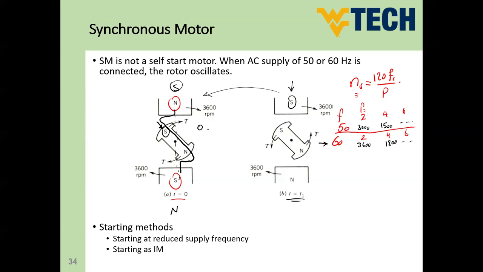So this is 0 RPM. And here the field is 3600 RPM. So the relative speed is nothing but the difference between the two speeds, which is 3600 in this case. So this means the relative speed is a very high number, so we cannot start the motor this way. The way to start the motor is to make the relative speed smaller.